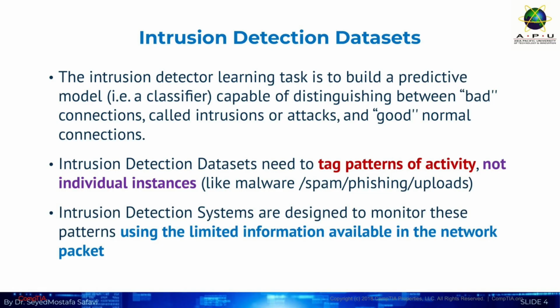Intrusion detection is fundamentally a classification task. Our job is to sort network connections into 2 categories: good or bad. Unlike other types of datasets that may focus on individual instances like a spam email, intrusion detection datasets focus on patterns of activities. This approach is crucial because we're often working with limited information available in network packets.